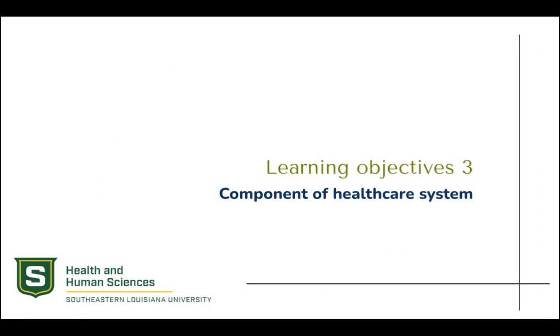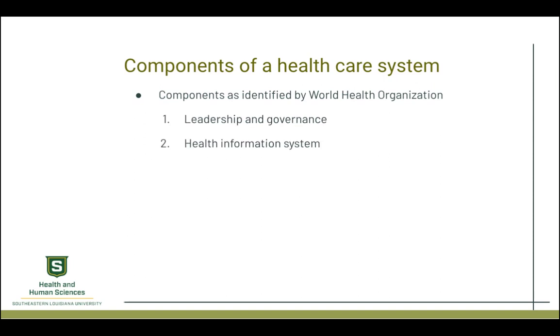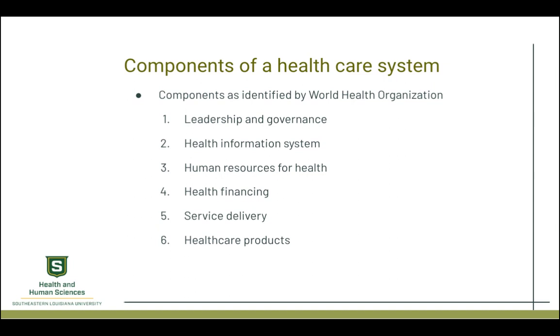So we're going to talk about the components of a system. The components of systems that were identified by the World Health Organization include leadership and governance. It includes health information system, human resources for health, health financing, service delivery, and healthcare products. So the World Health Organization is saying that in order to understand the healthcare system, you need to look at all of these individual parts of it as a way of making like a totality of an understanding of what the healthcare system is.